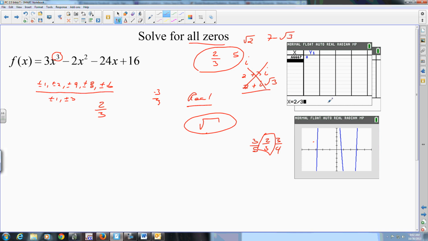You type the equation in first so you can see the graph. Then you take your guess and you check it. Is it actually a 0? And it is. So you take the 2/3 and you divide it out to expose what's left. So 3, -2, -24, 16. Drop the 3, that gives you 2, 0. 0 times that is 0, -24. 2/3 of -24 is -16, so 0. And that's what you should get when you find a 0. Otherwise, it's not a 0.